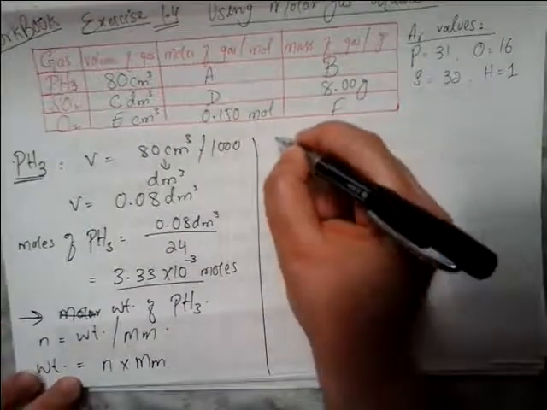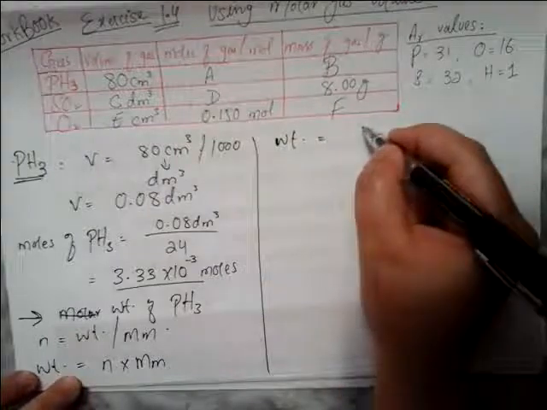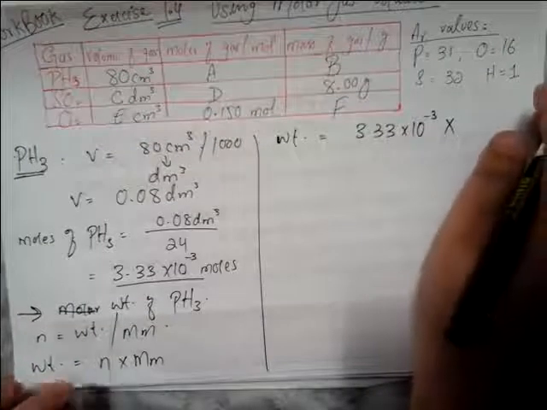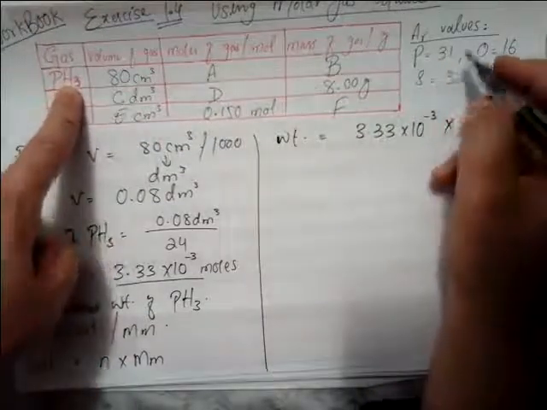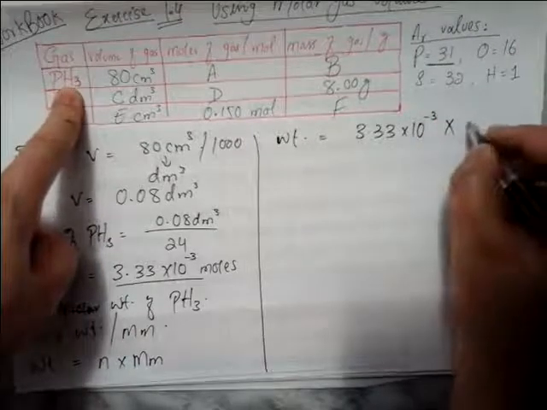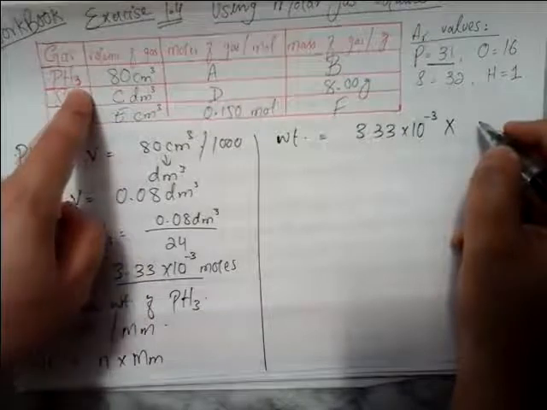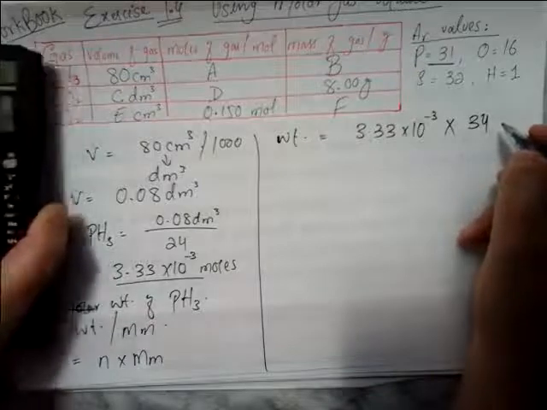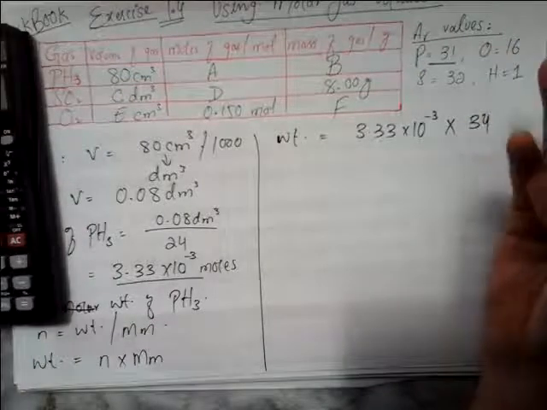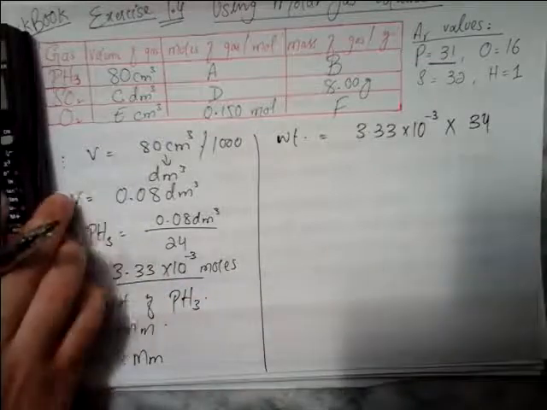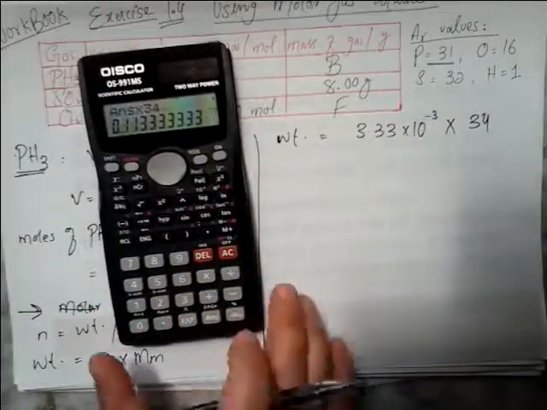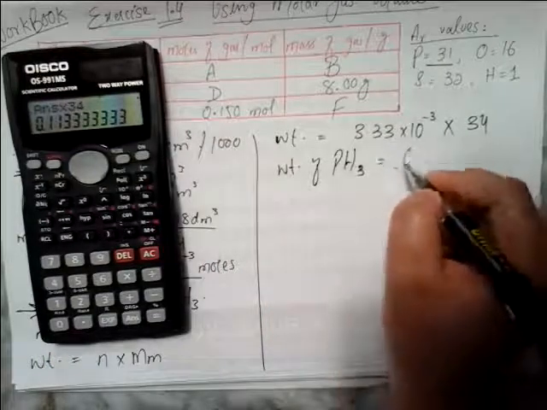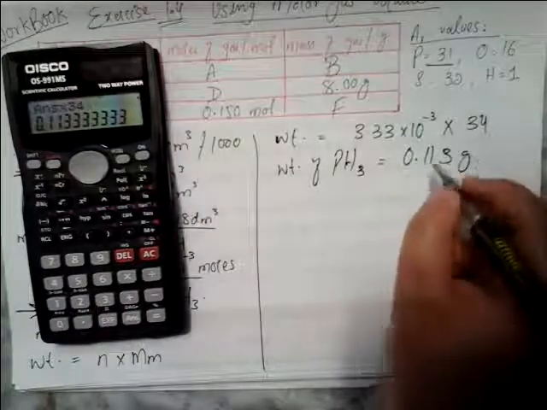In this case, the weight, the gram weight, would become moles times molar mass: 3 into 33 multiplied by 10 raised to the power minus 3, multiplied by the molar mass. The molar mass of phosphine: the mass number of phosphorus is 31, and 3 hydrogen, so 31 plus 3 is 34. So this will be multiplied by 34. We will get the weight of phosphine gas as 0.113 gram.